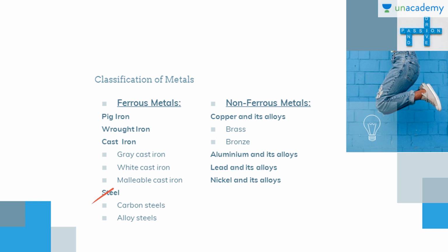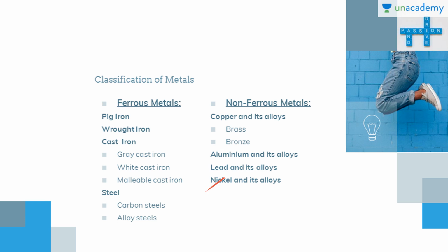divided as carbon steels. In carbon steels you can have low, medium and high carbon steels. Then you have alloy steels, tool steels, and also stainless steels. Coming to the non-ferrous materials, they are divided as copper and its alloys, which are brass and bronze. Brass is an alloy of copper and zinc, and bronze is an alloy of copper and tin. Then you have aluminium and its alloys, lead and its alloys, and nickel and its alloys.